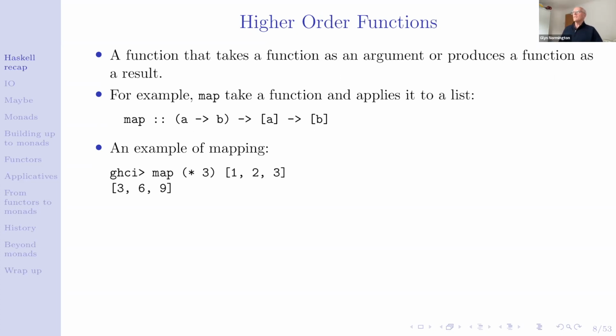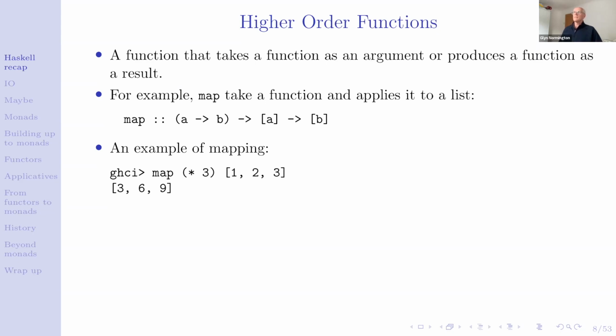Then we've got higher order functions. We've already seen a higher order function actually, because the remainder function took a value and produced a function. But you can also have functions that take a function as an argument. And we've got one here, map, for example.